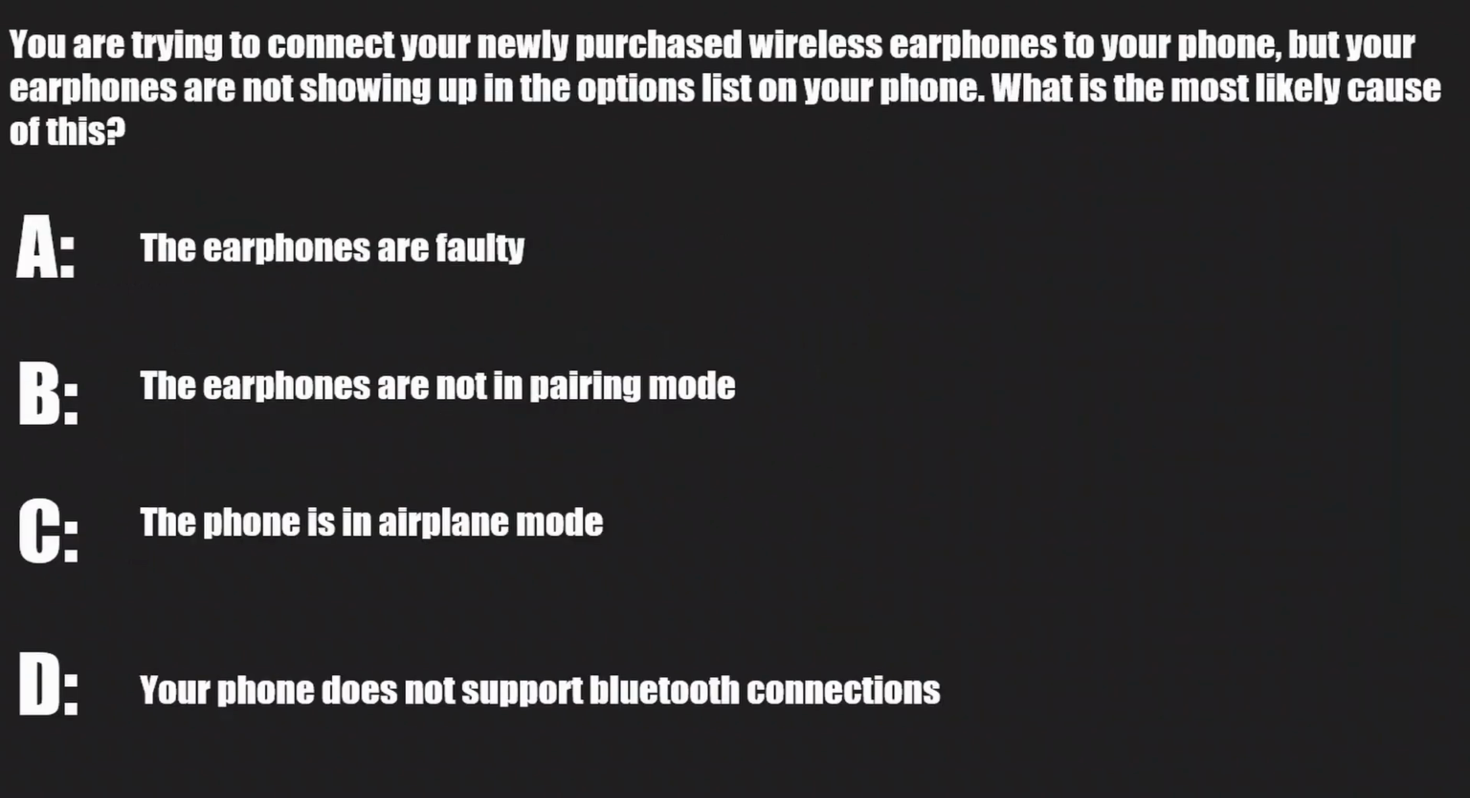You are trying to connect your newly purchased wireless earphones to your phone, but your earphones are not showing up in the options list on your phone. What is the most likely cause of this? A, the earphones are faulty. B, the earphones are not in pairing mode. C, the phone is in airplane mode. D, your phone does not support Bluetooth connections.